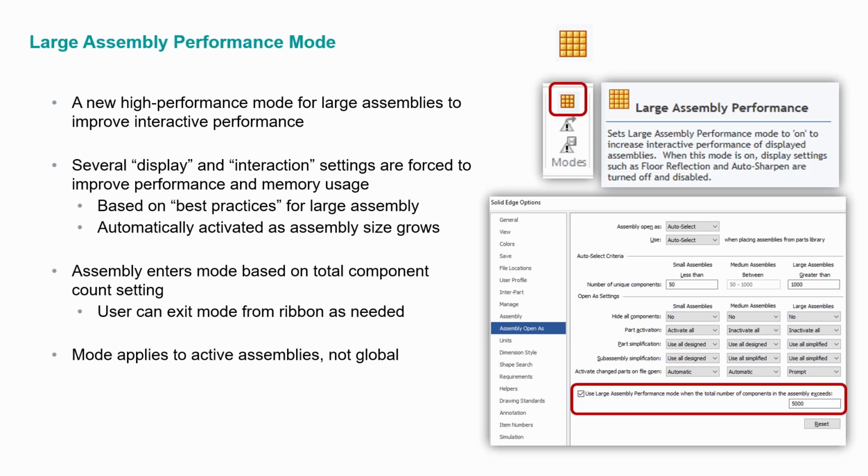New High Performance Mode is available for large assemblies starting in Solid Edge 2021. This mode changes display and interaction settings to help improve performance and memory usage, and is based on some of the settings we just talked about. Users can toggle this mode on or off, but Solid Edge will also automatically enter this mode based on the total number of components in the assembly.